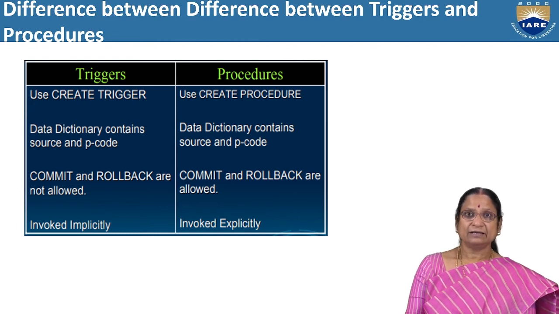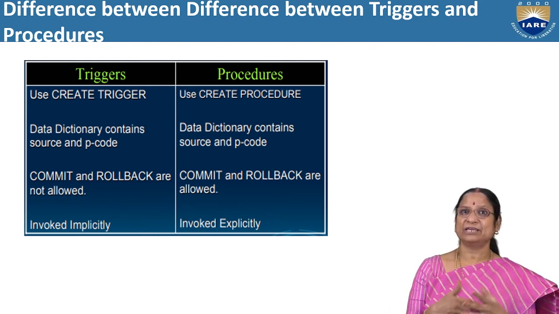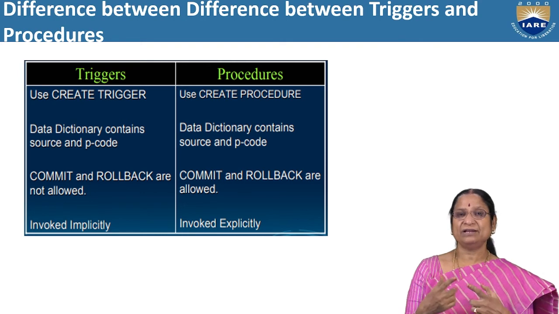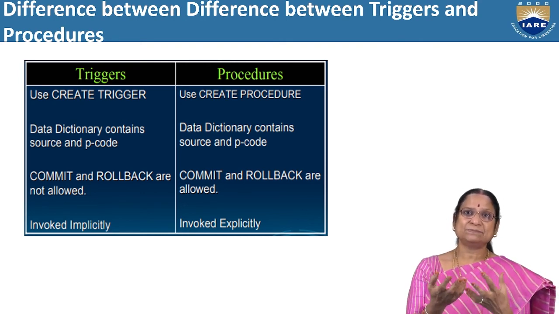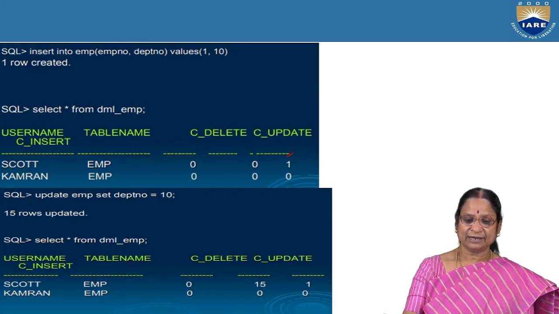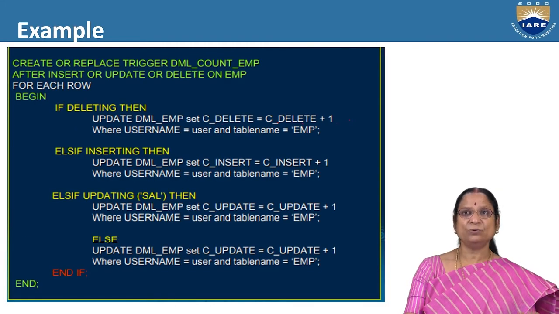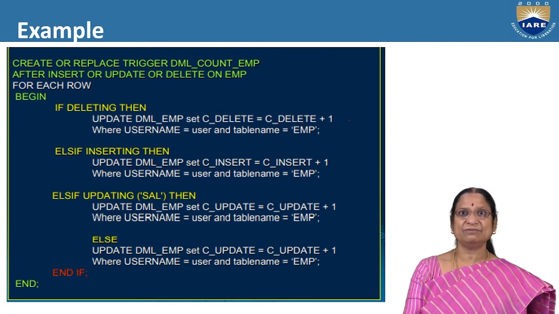And triggers we are not explicitly invoking. Please observe. Whenever an event occurs, automatically it will get fired. That means we are not explicitly invoking. I created a trigger here. What is the trigger name? Count underscore EMP. I am not invoking it anywhere.